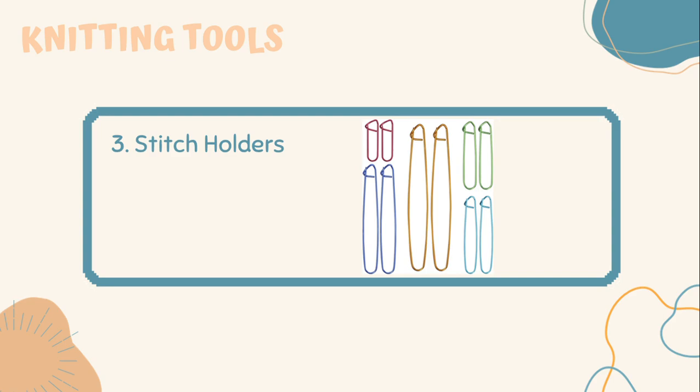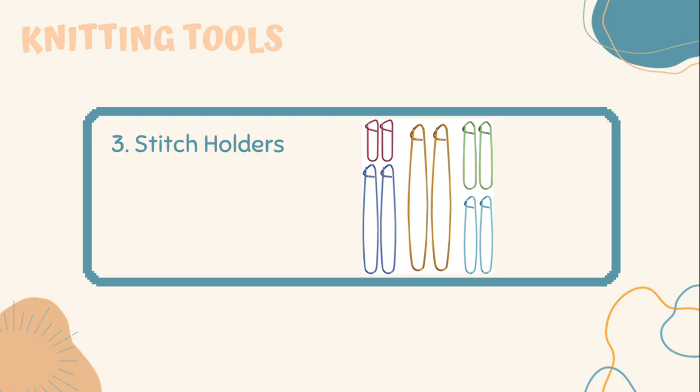So, the third knitting tool is stitch holders. Stitch holders hold open stitches when not being used by the needles. They can be used when finishing a side of an item, such as a sweater, and preparing to work the knitted stitches. They can be used on stitches separated from the needle when splitting the piece.